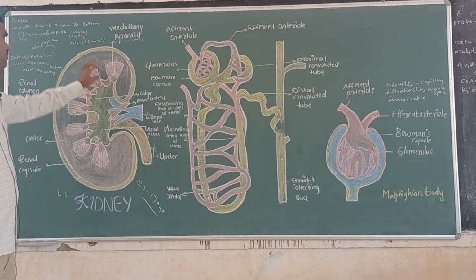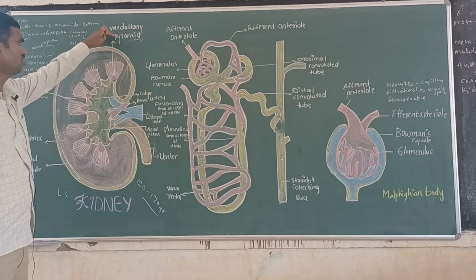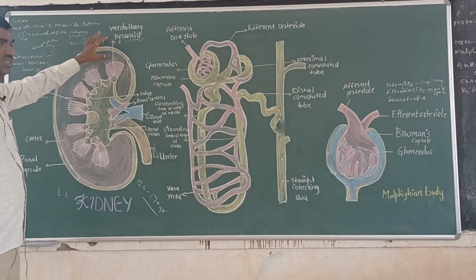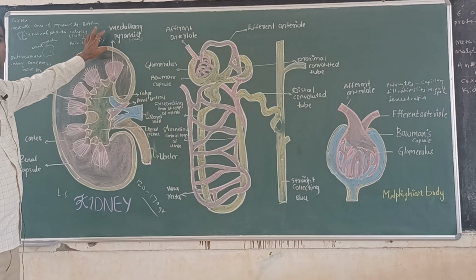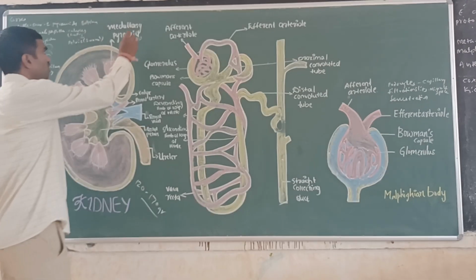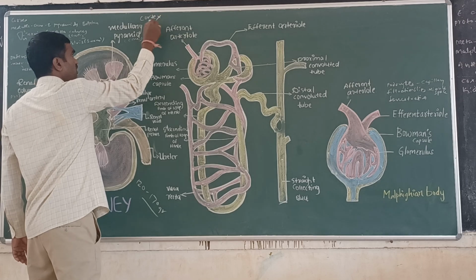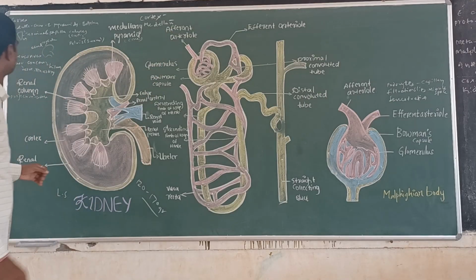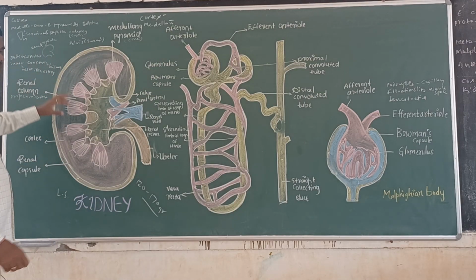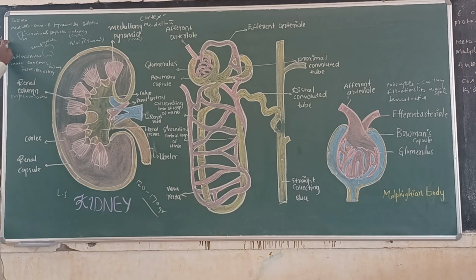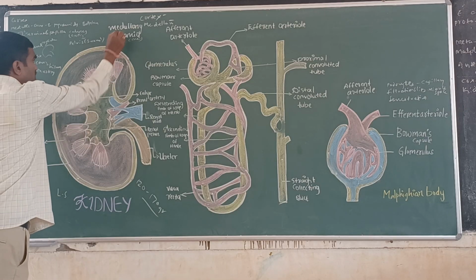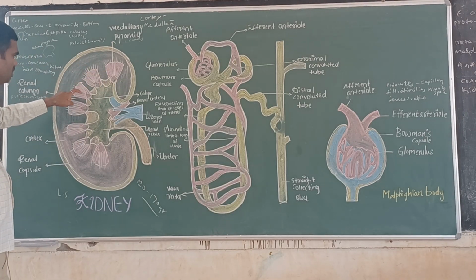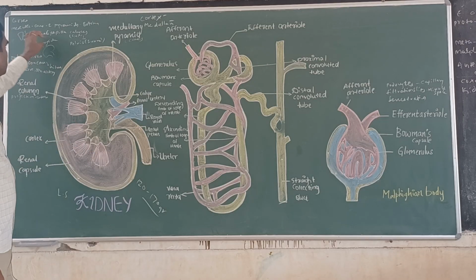If you see the kidney, this is the medullary pyramid. In the internal structure of the kidney, the outer region is the cortex, number 1, and the inner region is the medulla, number 2. In the medullary region, some cone shaped structures are forming. These cone shaped structures are called renal pyramids, or medullary pyramids.